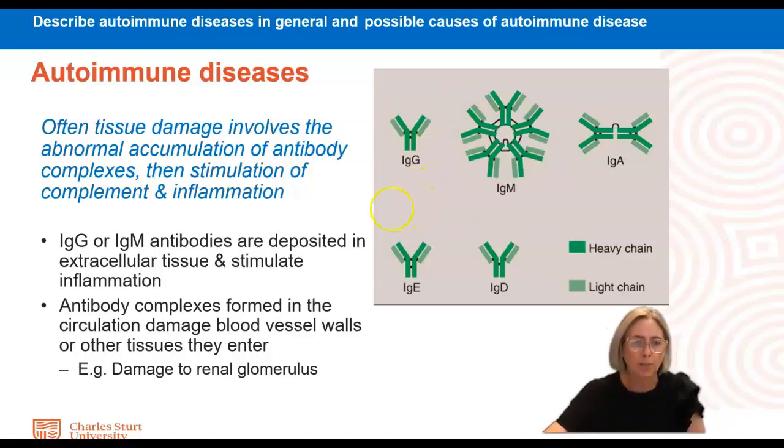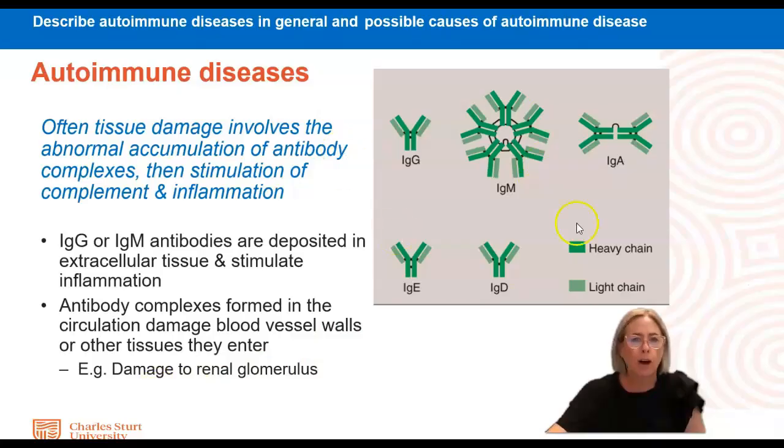viral infections. So what you can have then are these antibody-antigen complexes that form when these antibodies bind to the antigens, and they form in the circulation and they damage blood vessel walls or any other tissues that they enter. And unfortunately, these complexes can accumulate in the glomerulus, which is that network of capillaries in the nephron, to then stimulate inflammation and damage. And over time, then that can lead to chronic kidney disease.